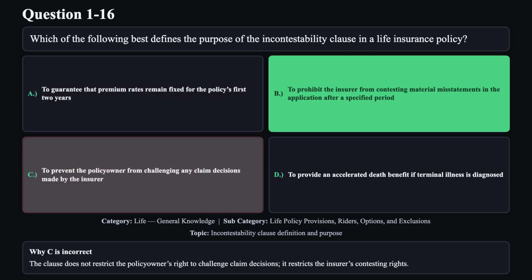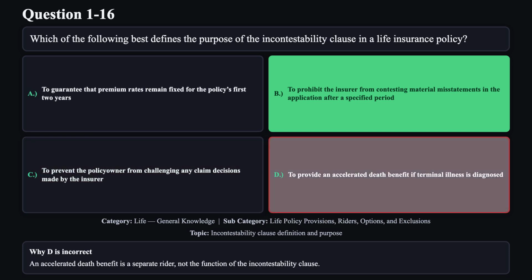Reason C is not correct. The clause does not restrict the policy owner's right to challenge claim decisions. It restricts the insurer's contesting rights. Reason D is not correct. An accelerated death benefit is a separate rider, not the function of the incontestability clause.